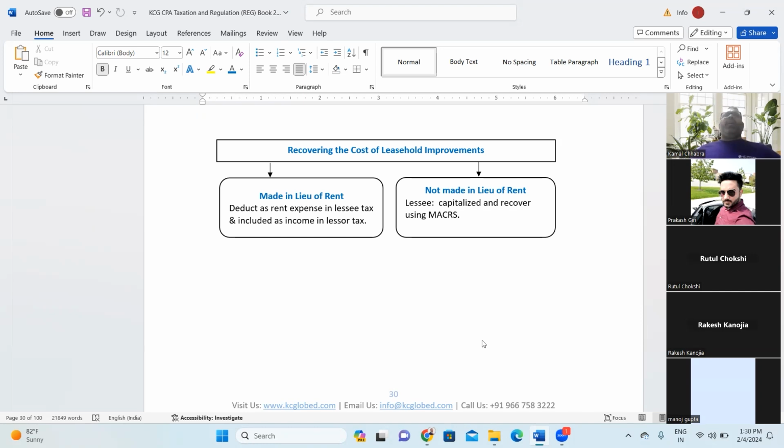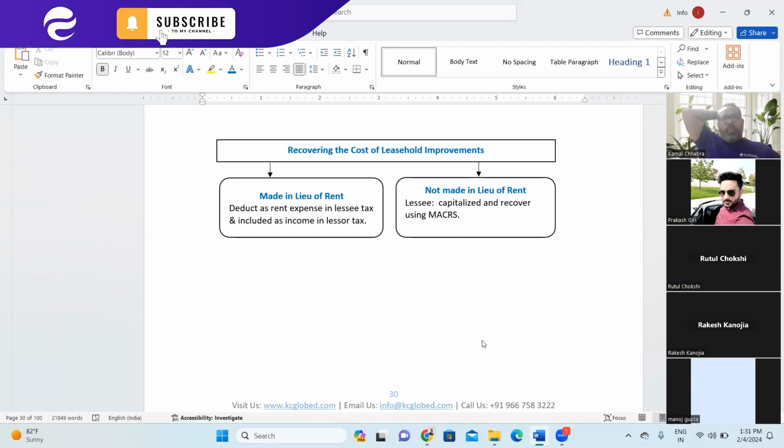But someone comes to you and says, I'll make all these infrastructural changes, but I request you to charge me depreciation instead of $2,000, $1,500 a month for a period of 5 years, right? So that means it is in lieu of rent. Yes or no?